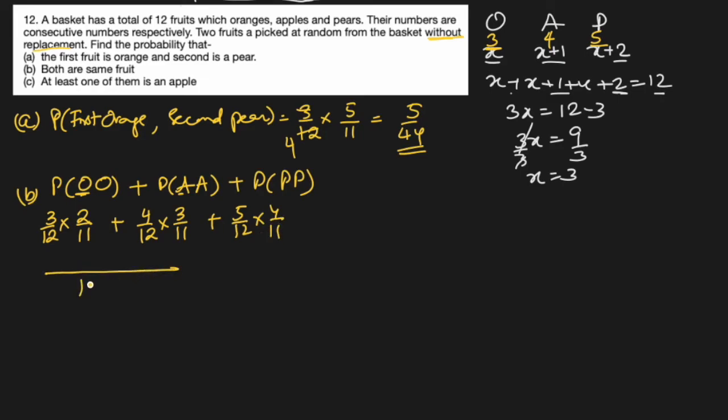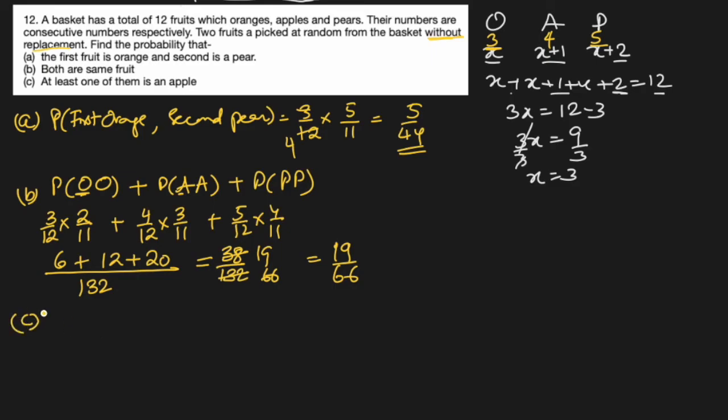All of them have 132 as denominator, so we can add. 3 times 2 is 6, 4 times 3 is 12, 5 times 4 is 20. So 12 plus 20 is 32, plus 6, 38 over 132. So this is 19 over 66. That's the answer.